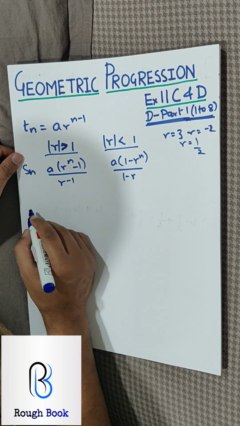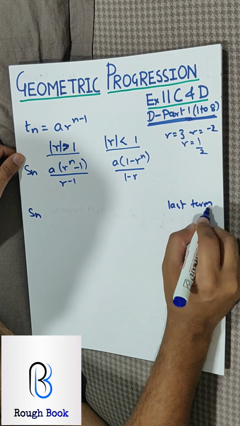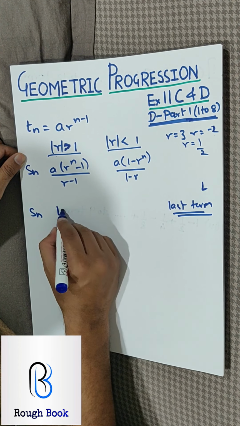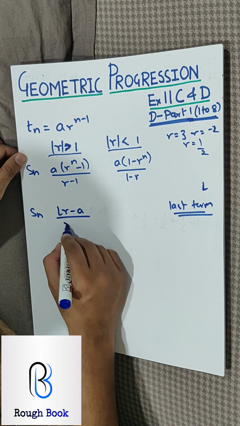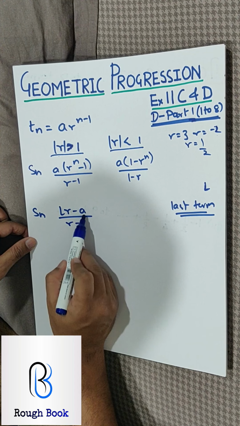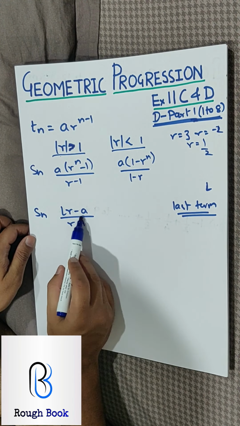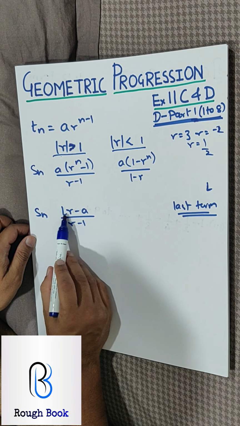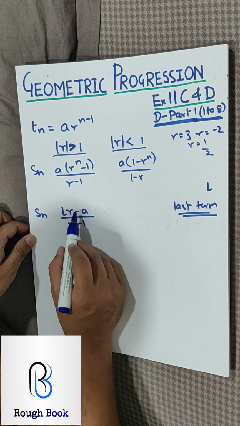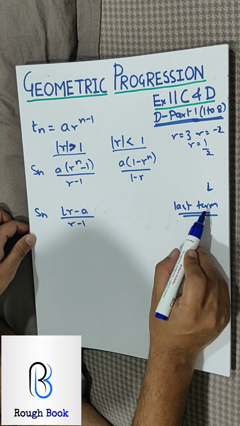There is one more formula which I want you to understand. If the last term is given, last term is L, then you can apply a direct formula: L R minus A divided by R minus 1. How to remember this? I call it Last Romeo Alive, LRA. Then I can easily remember. Otherwise people get confused and mess up, writing AR or AL or LA. So please remember this: LR minus A over R minus 1, if the last term is given to us.